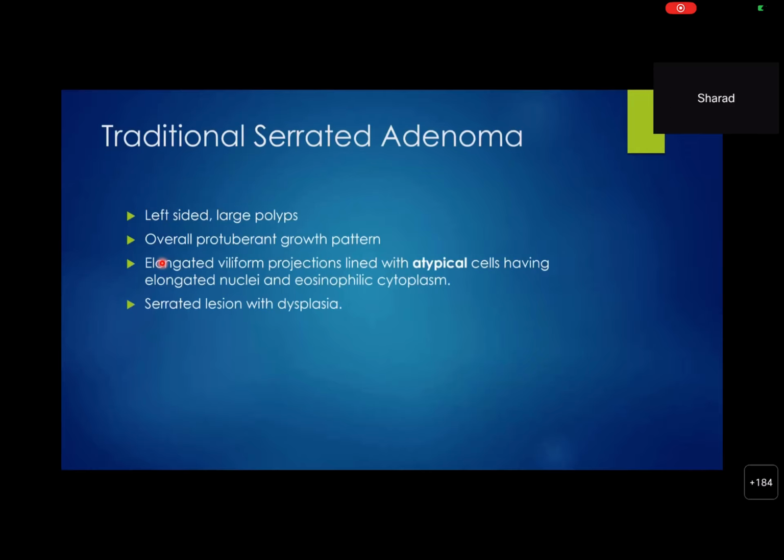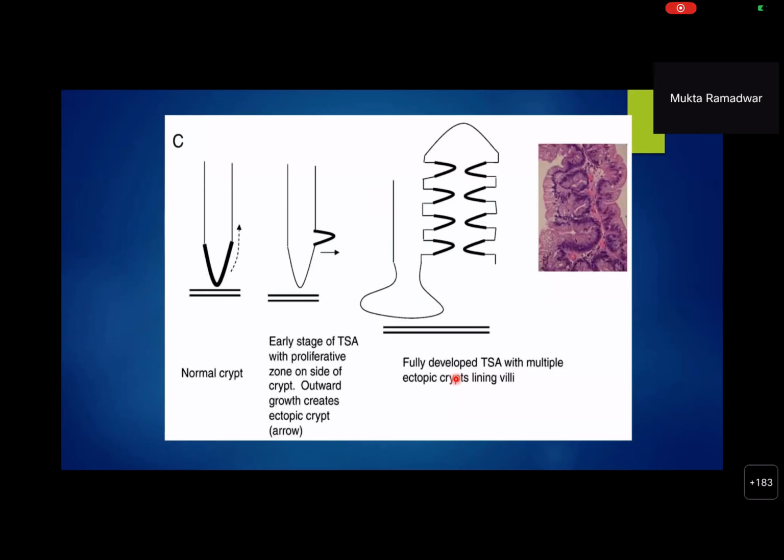Okay. So the next is traditional serrated adenoma. These are the next step in the spectrum of serrated lesions. These are left-sided lesions. They are much larger polyps compared to SSLs, and they have the overall protuberant growth pattern. They have elongated villiform projections, and by definition, just like the conventional adenoma, these also have unequivocal dysplasia within themselves. So these are serrated lesions with dysplasias, and this is a difficult diagnosis to make because many of the conventional adenomas can be confused with the TSAs. So unless we have unequivocal serrated morphology, we do not diagnose a TSA or traditional serrated adenoma.